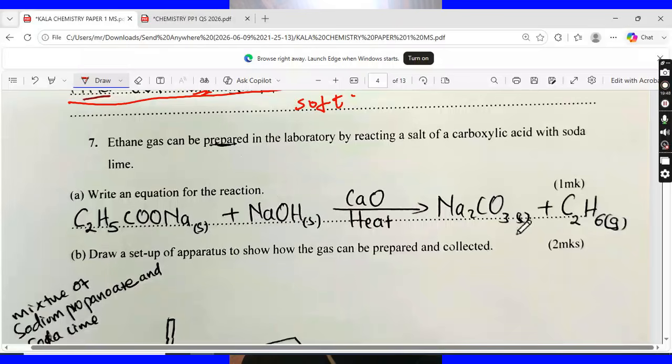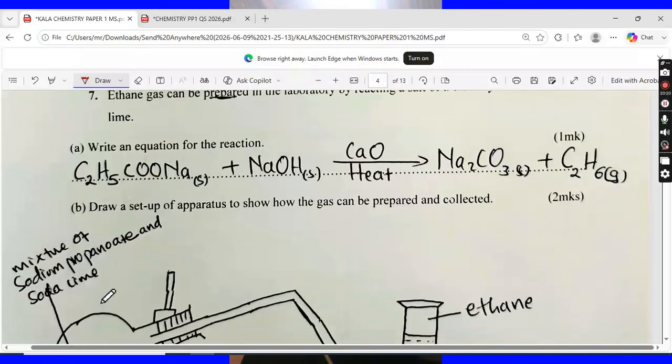If we want to prepare ethane, then remember sodium propanoate. If we are preparing propane, we use sodium butanoate.